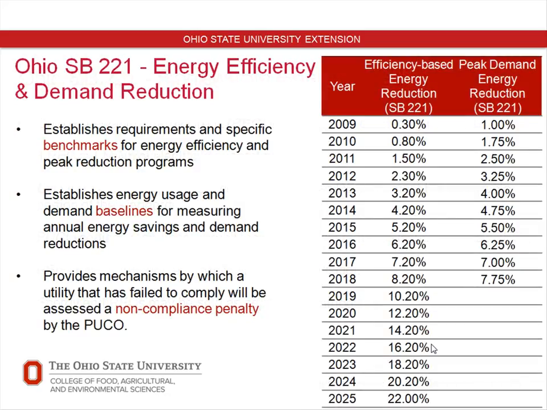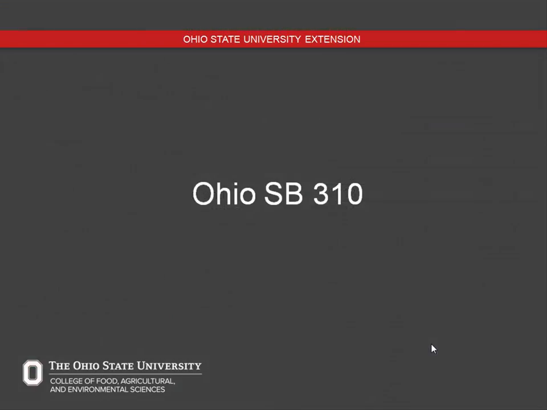When we think about Senate Bill 221, there's also standards established for energy efficiency and peak demand reduction. So essentially what they've done is they established a benchmark, and then once they had the benchmark and the baseline, they set annual standards for efficiency reduction targets and then also peak demand targets as well. So policy's fluid. That's the one thing that we need to remember. Policy changes, it's very fluid.